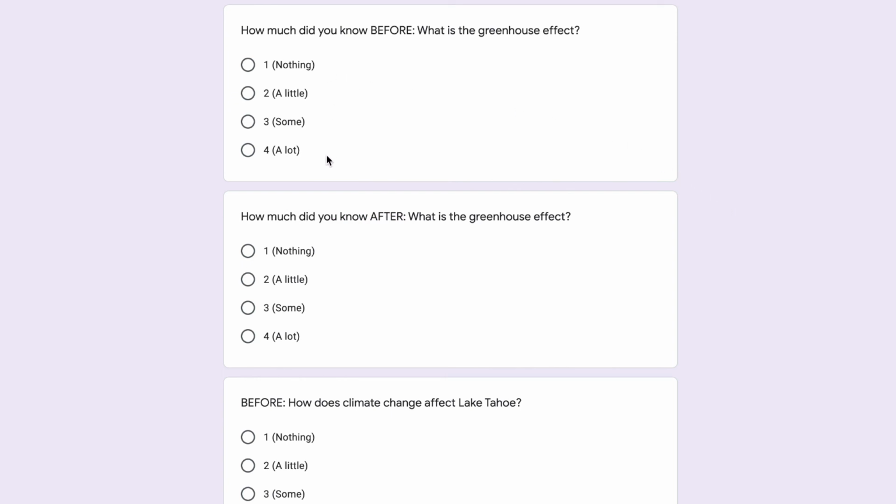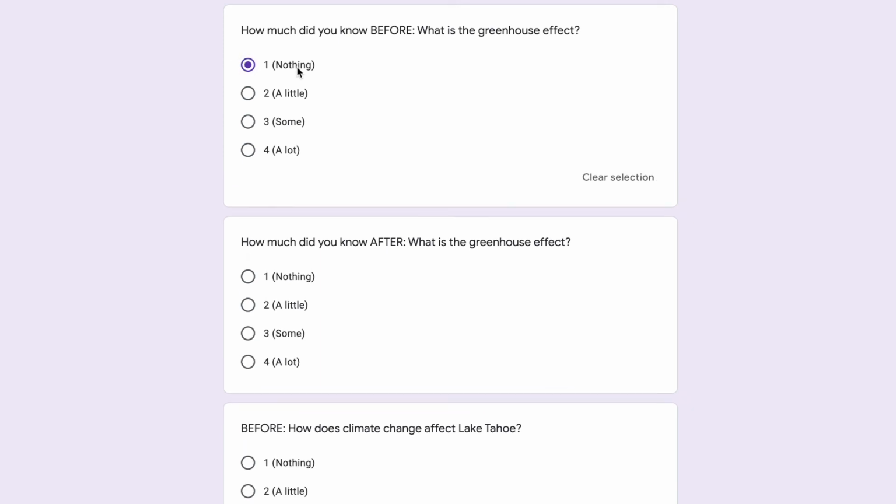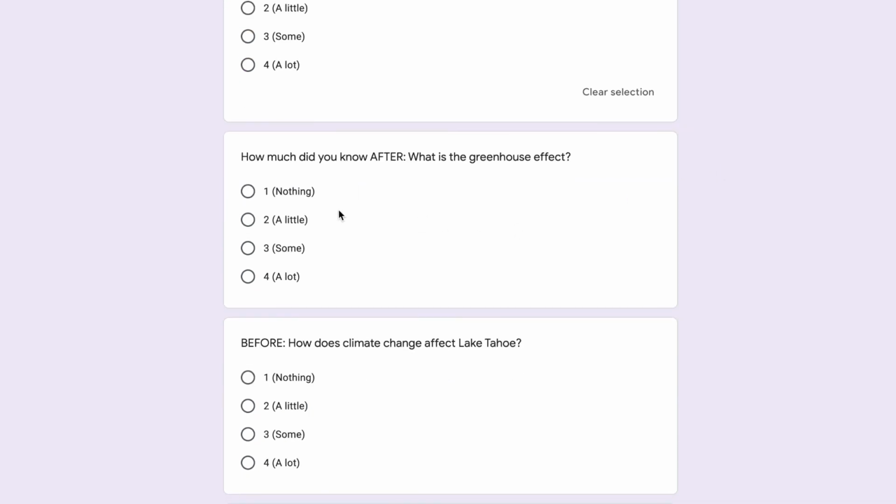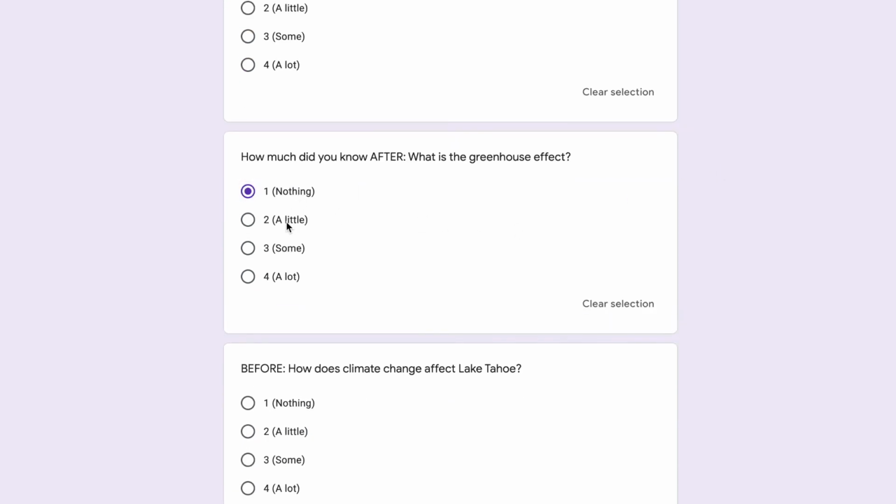And you can answer each question on a scale from 1 to 4. So, for example, how much did you know before you came on the field trip about the greenhouse effect? You can answer from 1 to 4. 1 is nothing, 2 is a little, 3 is some, and 4 is a lot. So answer based on your best guess. And then you can answer how much you know now after the field trip. Nothing, a little, some, or a lot.